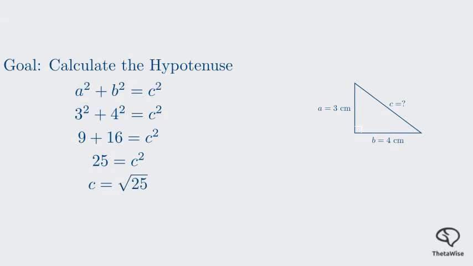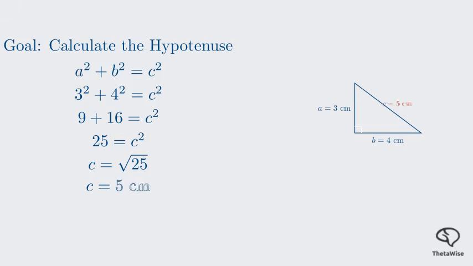To find C, we must perform the inverse of squaring, which is taking the square root. C equals 5 centimeters. The hypotenuse is 5 centimeters long. Notice how writing the first line clearly guided us through each step.